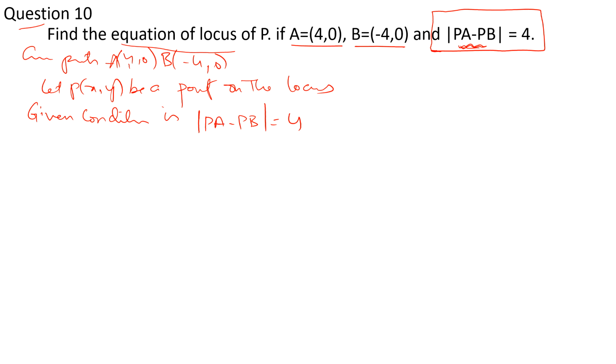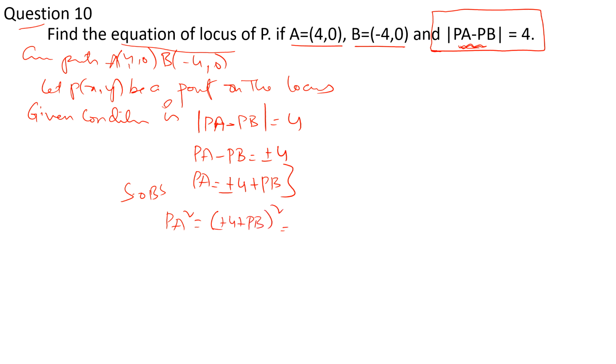You can try this. I will just explain what you need to do. So you can try this problem. Here PA minus PB is equal to plus or minus 4. And here you need to take PA itself on one side, and plus or minus 4 plus PB. Now perform squaring on both sides. Then it becomes PA square is equal to (plus or minus 4 plus PB) whole square, which is equal to 16 plus or minus 8 PB plus PB whole square.